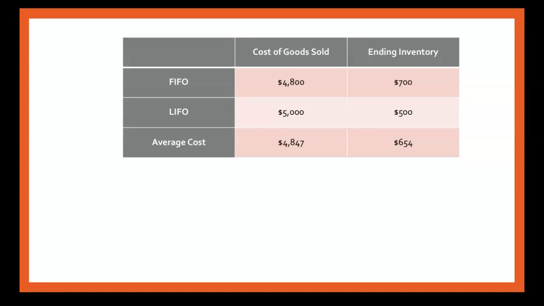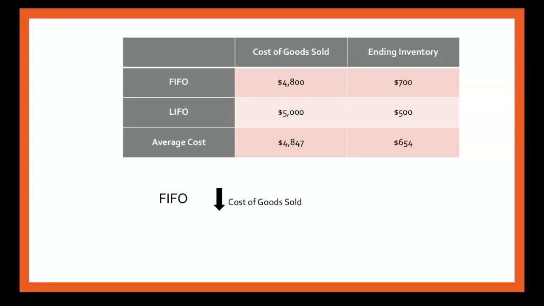Now, let's take a look at these amounts that we found and talk about what they mean, right? So FIFO, you'll notice, has the lowest cost of goods sold, but the highest ending inventory. LIFO has the highest cost of goods sold, the lowest ending inventory, and average cost is between the two. That's going to remain true as long as prices continue to increase, right? Since prices go up, these are the rules that you're going to see be followed.